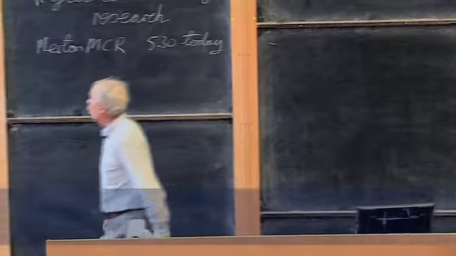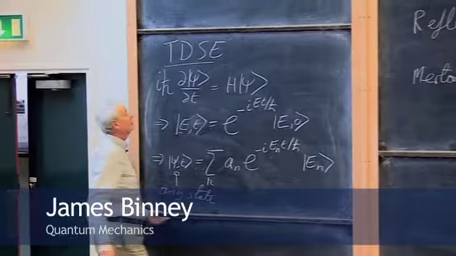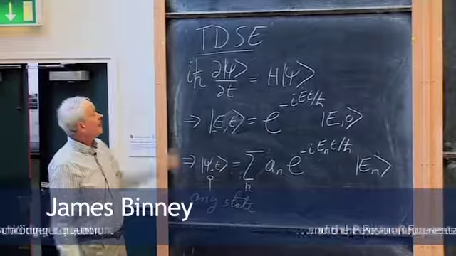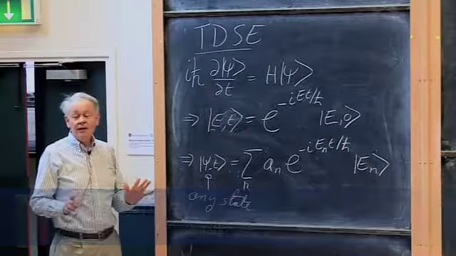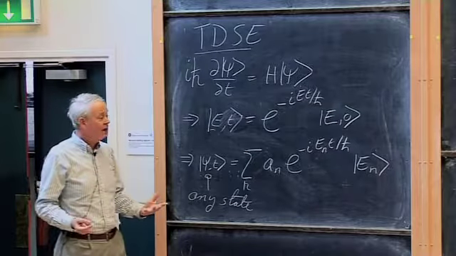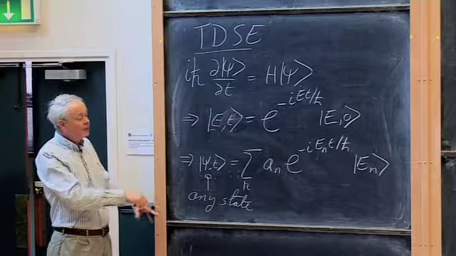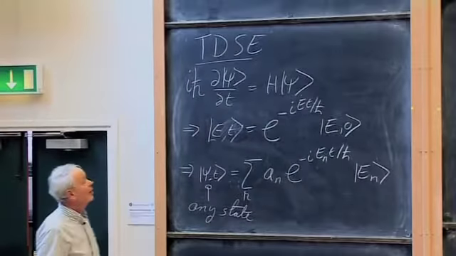So we arrived yesterday, well, at a statement of the fundamental dynamical principle of quantum mechanics, the time-dependent Schrödinger equation here. I didn't offer any justification for this at this time. The justification or arguments which will make this seem plausible are about to come, but they have not yet come.